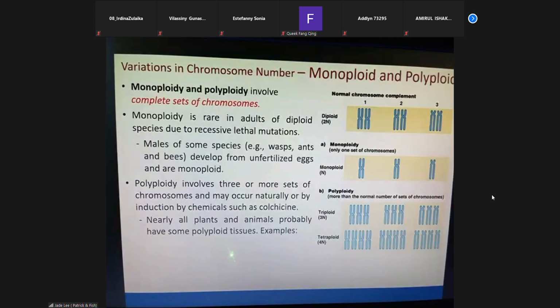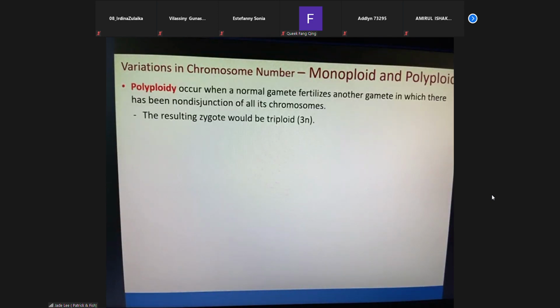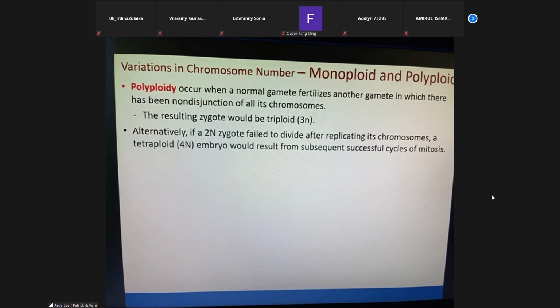So nearly all plants and animals probably have some polyploid tissue. For example, the plant's endosperm is triploid, and the liver of mammals, or perhaps other vertebrates, is polyploid. They occur in normal gamete fertilizations and in other gametes in which there has been nondisjunction, and the resulting zygote would be triploid.